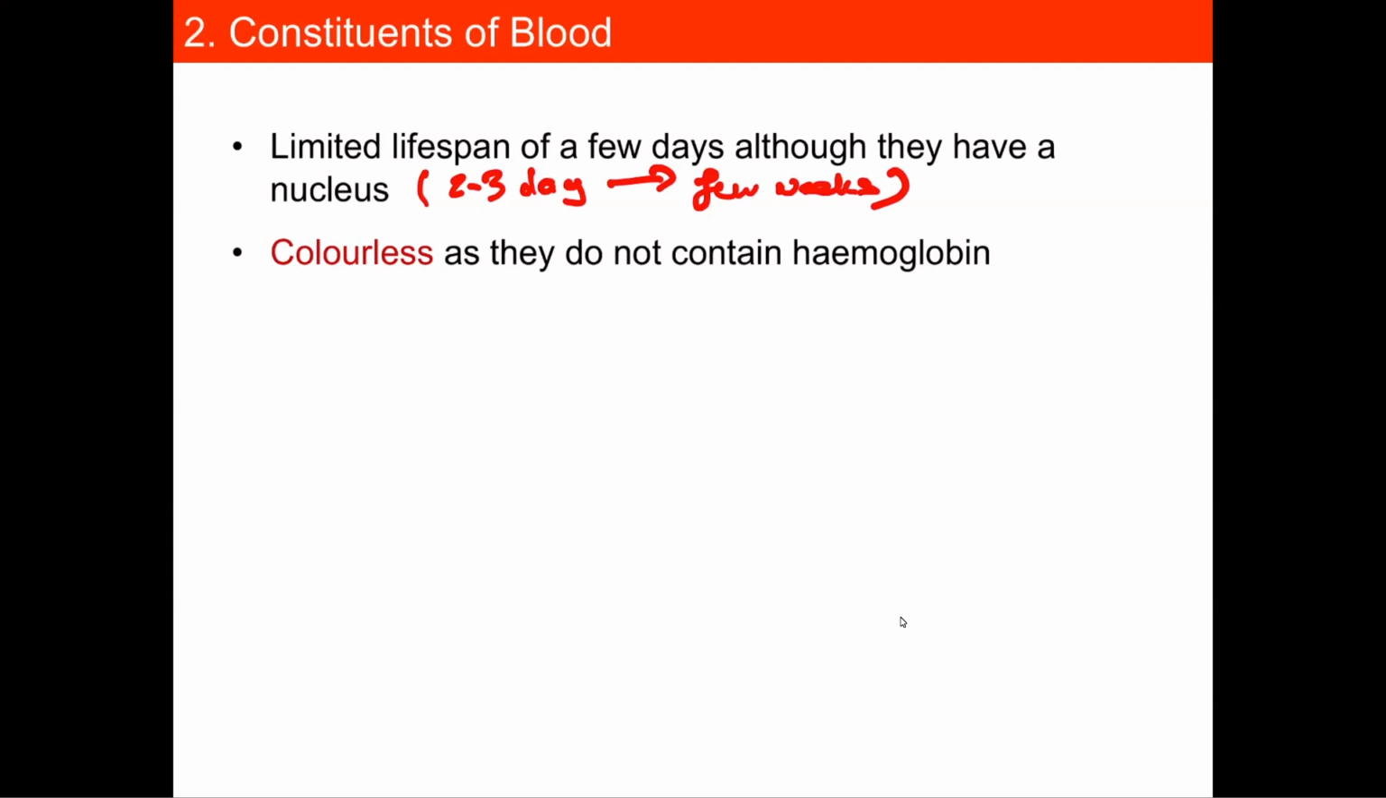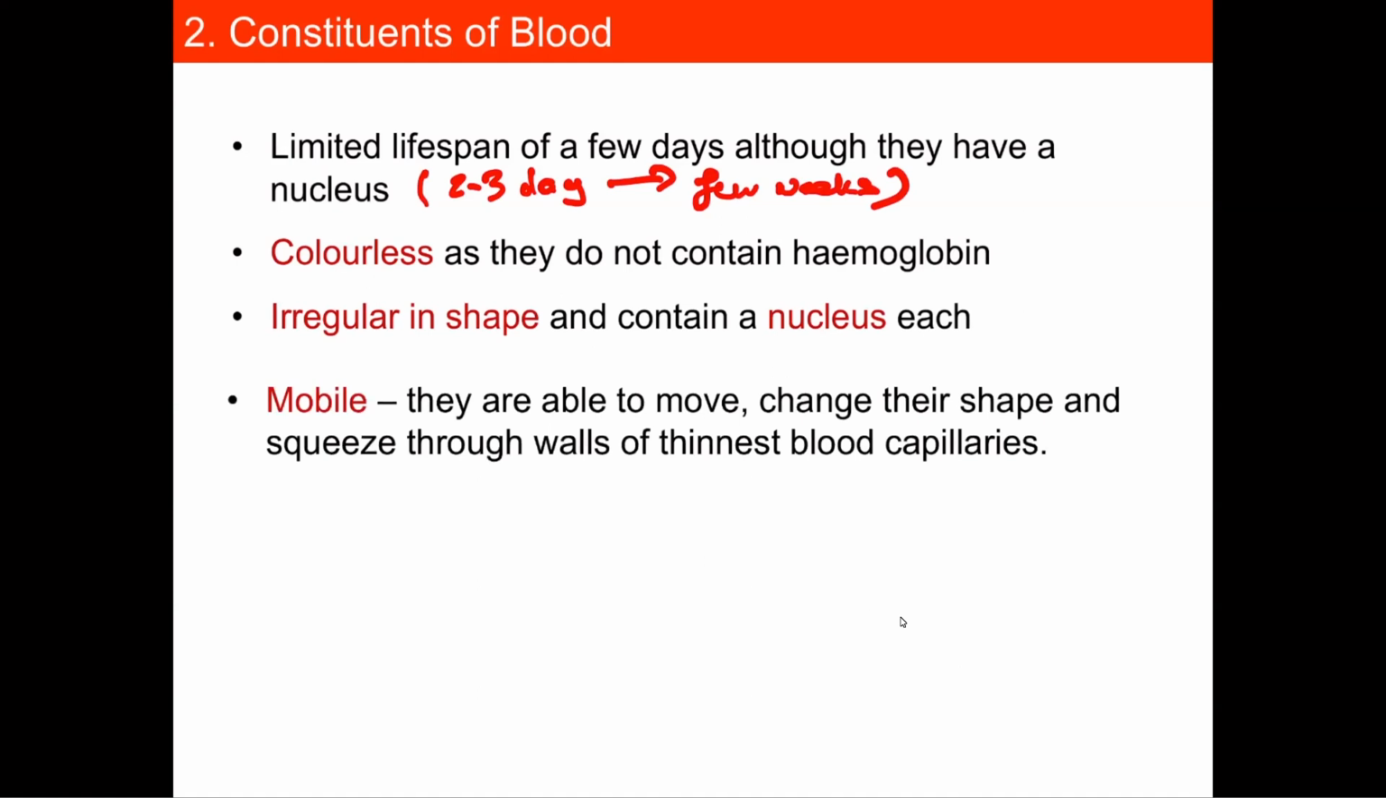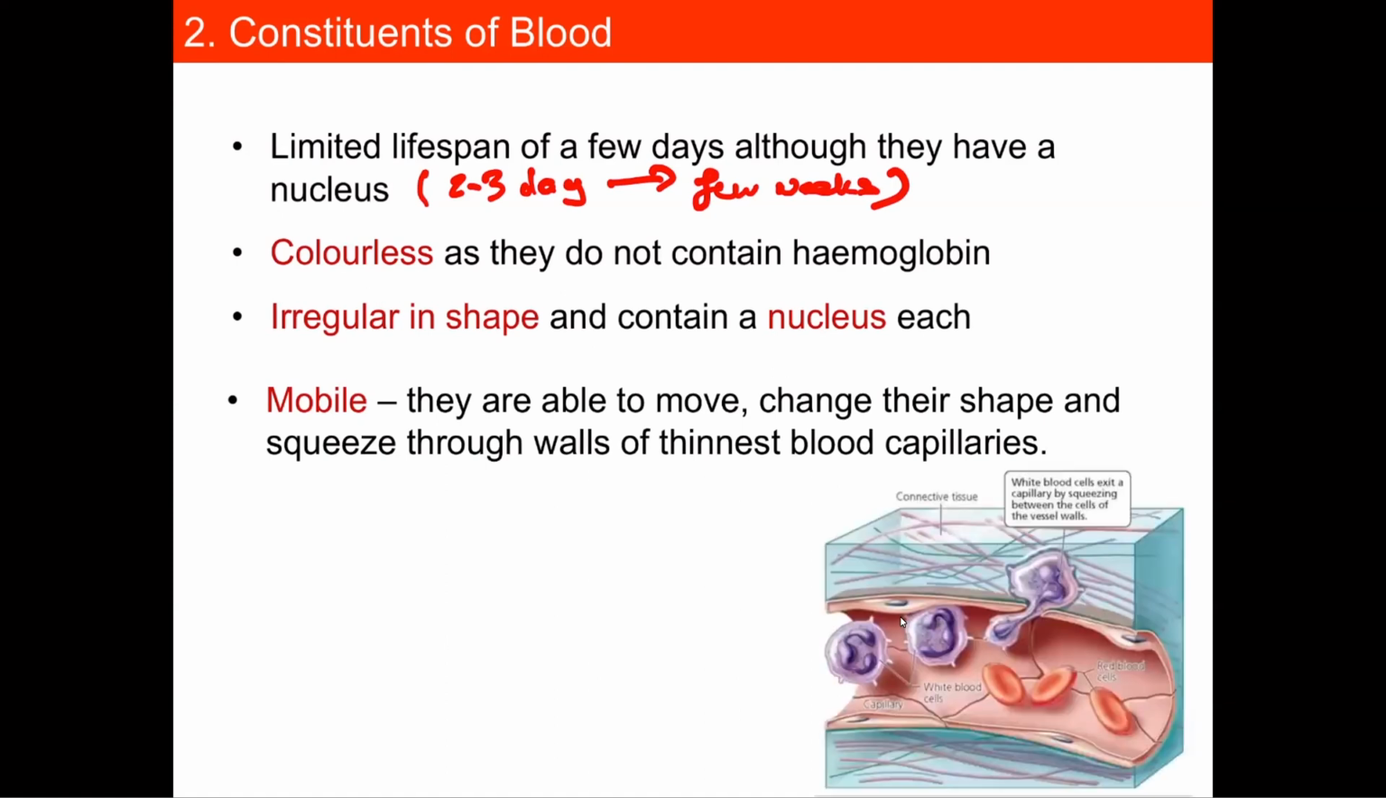Okay, they are colorless, as they do not contain hemoglobin. Remember, red blood cells are red because of hemoglobin. They are irregular in shape and contain a nucleus each. They are mobile. They are able to move and change their shape and squeeze through the walls of the thinnest blood capillaries. So this is not as important. Don't worry too much about it.